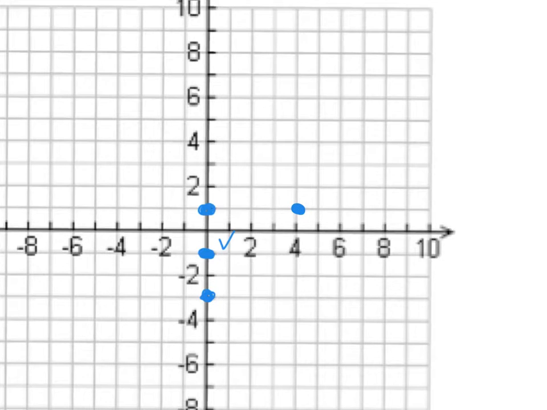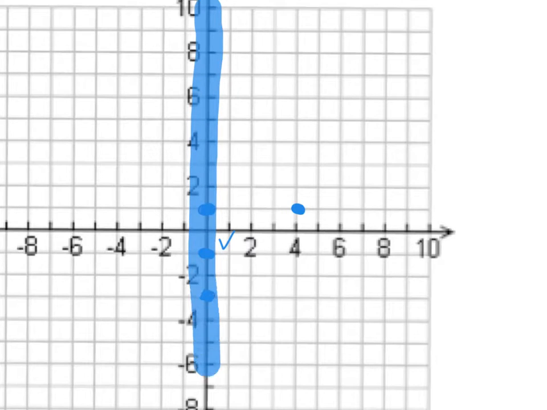Now, knowing that parabolas are symmetrical, I know that I'm going to have a matching point on the other side. 1, 2, 3, 4 units away from there, 1, 2, 3, 4 units away from there, and there is the other point. So what this tells me from my vertex is that the graph goes something like this. And you could see it from your graph on your graphing calculator as well.